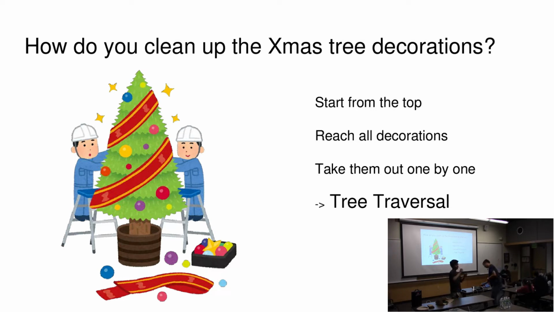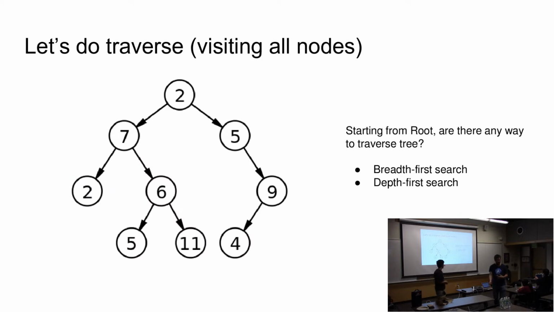We can clean them up one by one randomly. We can clean it up one row at a time. There are a lot of different ways to clean up our decorations. So those different ways are called tree traverses. So there's a lot of different tree traversals in computer science, but the two most popular ones are breadth first search and depth first search. And both of those searches cover a different approach to searching the tree.